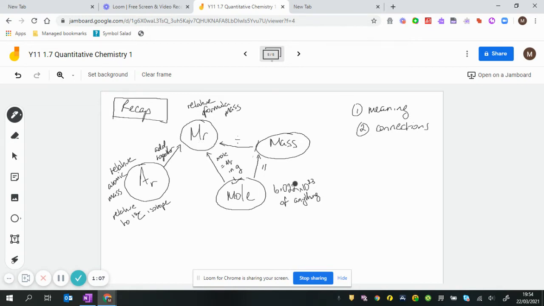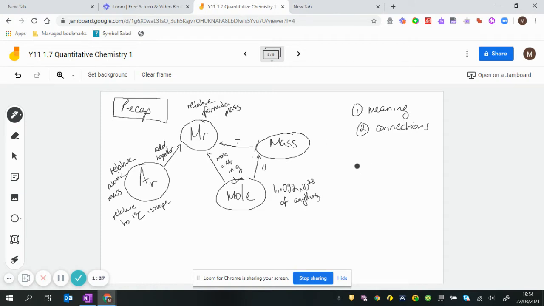And then a mole is 6.022 by 10 to the 23 of anything. It's that number. The relative formula mass of a substance in grams contains 1 mole of it. And then the relationship between mole, mass and MR: moles is equal to mass divided by MR. The layout of this can be different for you, and you might have more detail, but really it's just to connect you into what we're doing today.